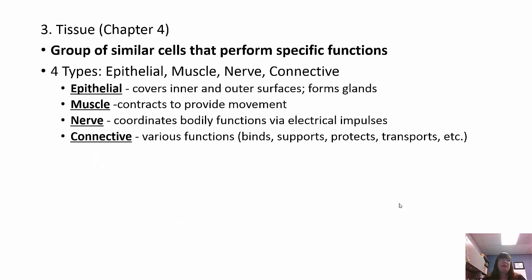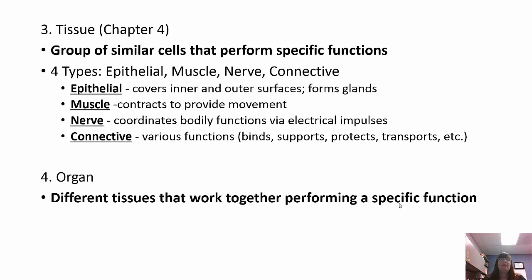Chapter 4, we're going to talk about tissues, which, remember, cells combine to form tissues, and then those cells perform specific functions. We have 4 main types of tissues: epithelial, muscle, nerve, and connective. Epithelial tissue's main function is to cover the inner and outer surfaces, and they also form glands. Muscle tissue provides movements by contraction. Nervous tissue, of course, coordinates our bodily functions using electrical impulses. And then connective tissue has quite a variety of functions: binding, supporting, protecting, transporting, etc. It's a lot of filler and cushion in certain areas.